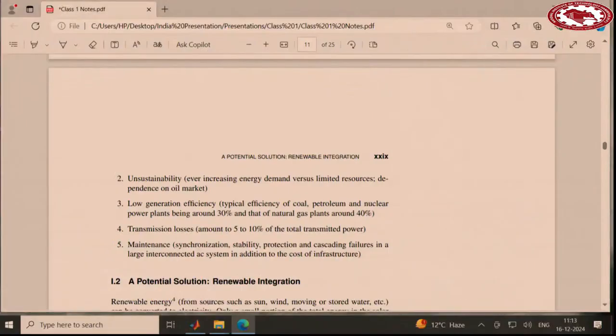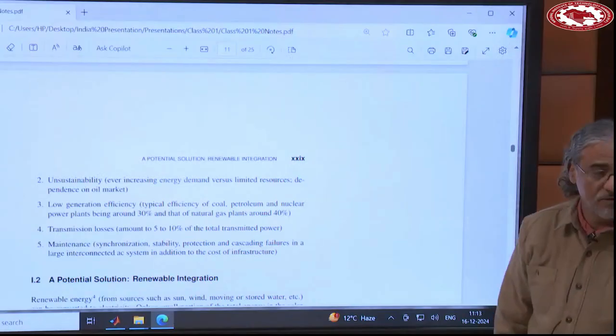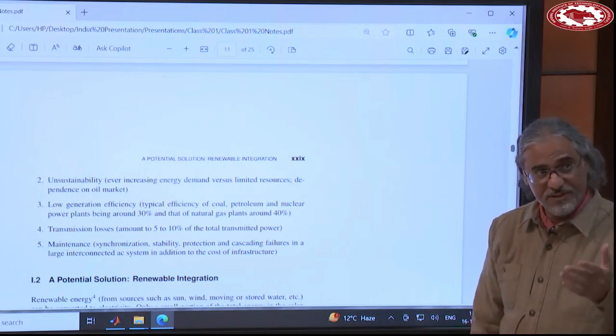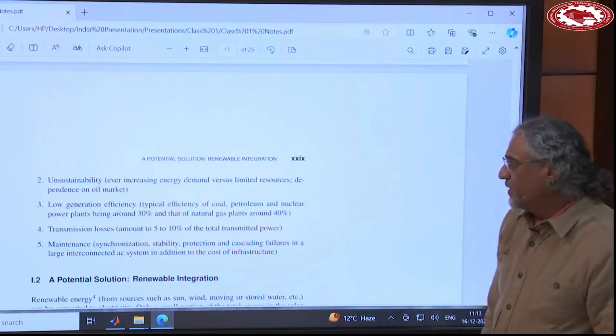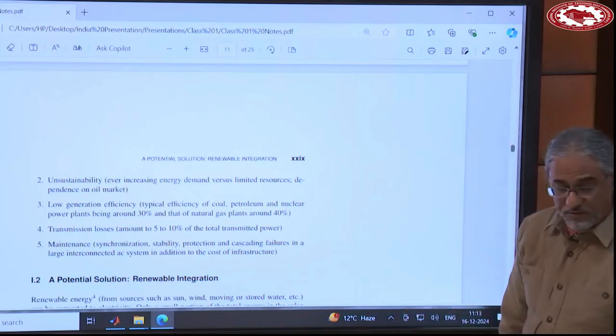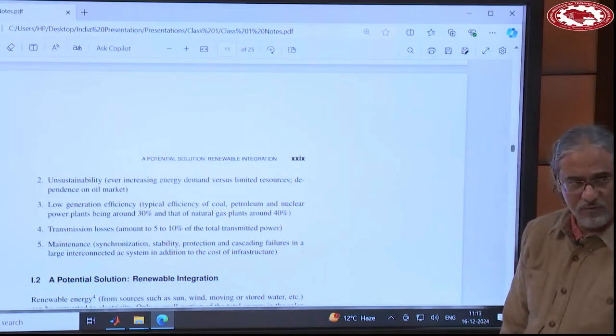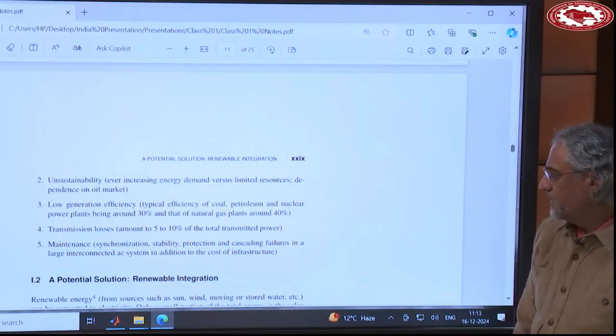Transmission losses: due to the nature of this power system, power has to travel from generation to the distribution, and we often need to build generation far away from consumer sites because of pollution, or because of the resources that are available at that site, not where we want to use them. So transmission losses are about 5 to 10%. So 5 to 10% of the power that we generate will be lost before reaching the destination.